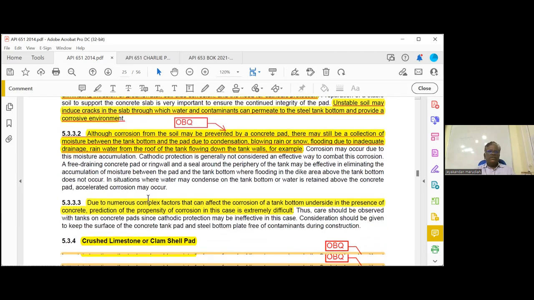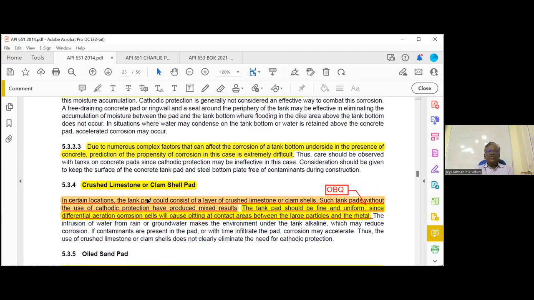Then limestone and clamshell. In certain locations, the tank pad could consist of a layer of crushed limestone or clamshell. Such tank pads without the use of cathodic protection have produced mixed results. The tank pad should be fine and uniform, since differential aeration will cause pitting at the contact edges. So if you are using large particles, there is always pitting corrosion.